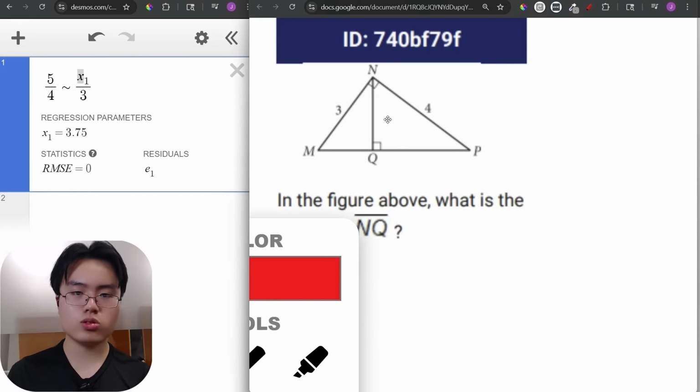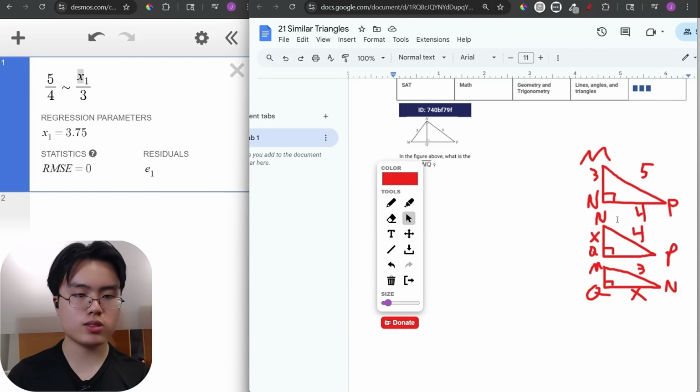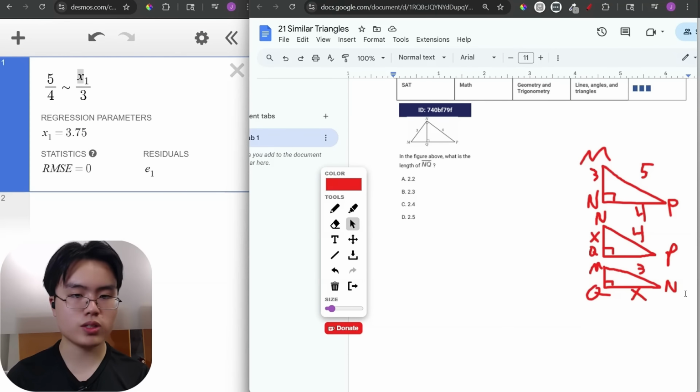So if you see altitude in a right triangle, it's just like another right triangle, two right triangles inside that right triangle, like that. It's going to be this shape. Okay, it's going to be two triangles. Draw it out like this. You probably have to solve the question exactly how I solved it.